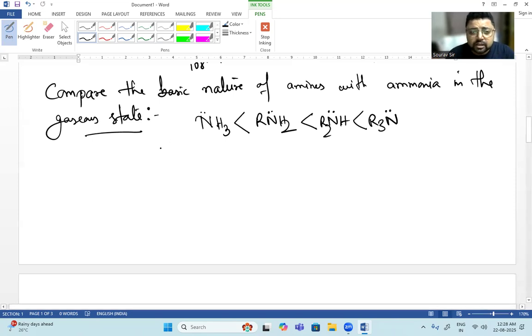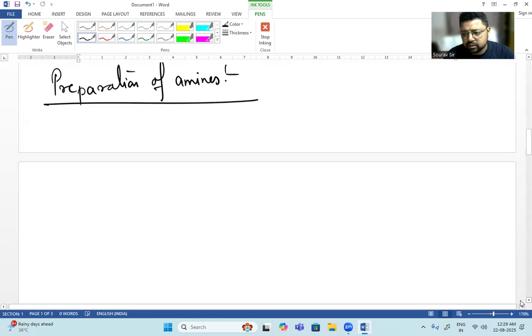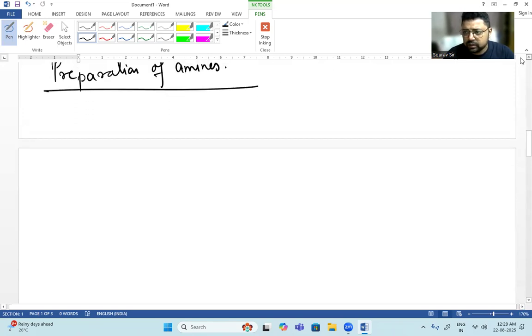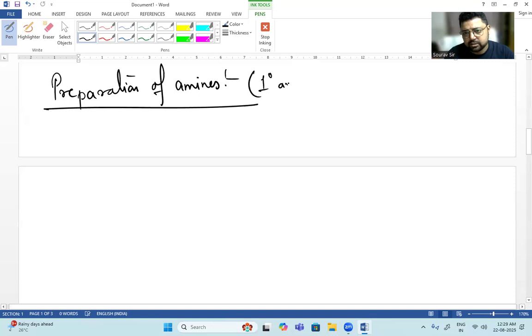Then let us start with the preparation of amines. How we can prepare an aliphatic amine. In the preparation of amines, the most important part is that in this segment, we will deal with preparation of amines which are 1 degree amines or primary amines. Our main focus will be preparation of primary amines.